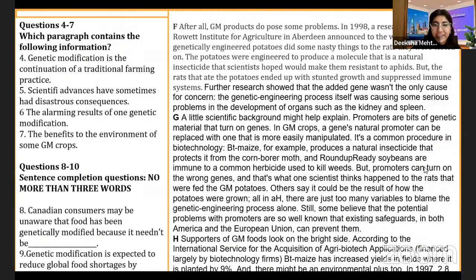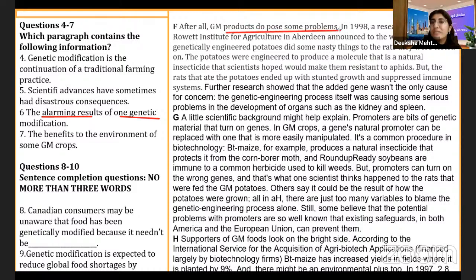Great, very good. Sixth answer, we found it. Easy. Perfect. So right here it says, "the alarming results of one genetic modification." Here it says, "GM products pose some problems." So we know that it's going to be here.